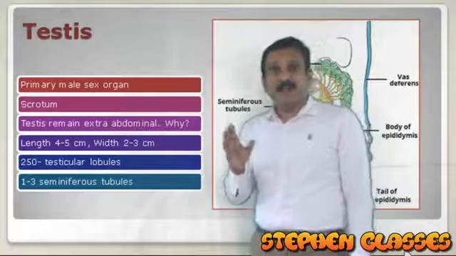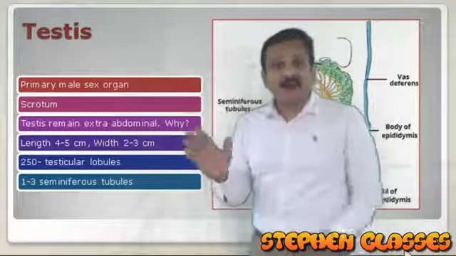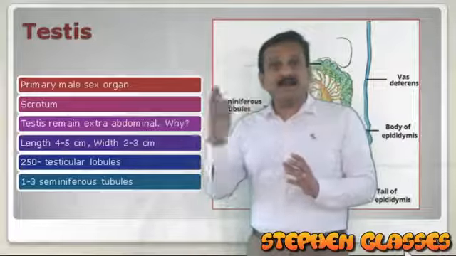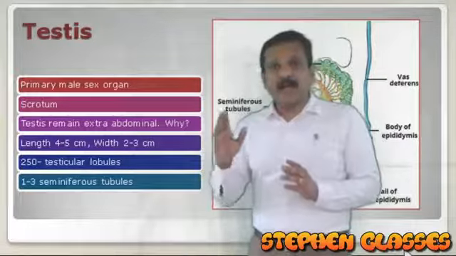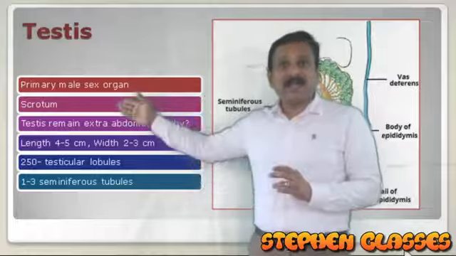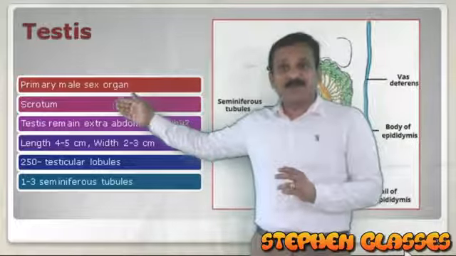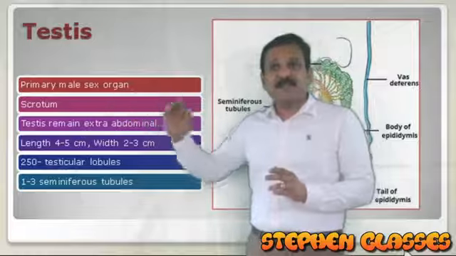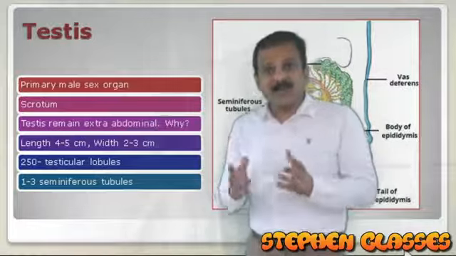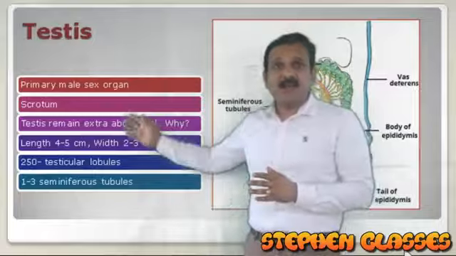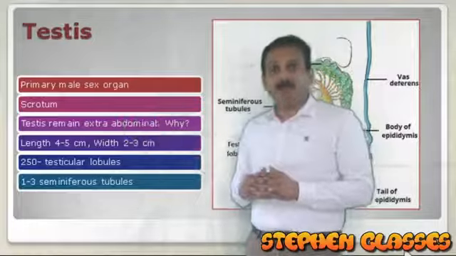Testes remain extra-abdominal. They are not present within the abdomen. They will be located outside the abdomen, covered by a sac-like structure. What is that sac-like structure called? Scrotum. So this is very important. The scrotum is a sac-like structure which covers a pair of testes. And testes are always extra-abdominal.